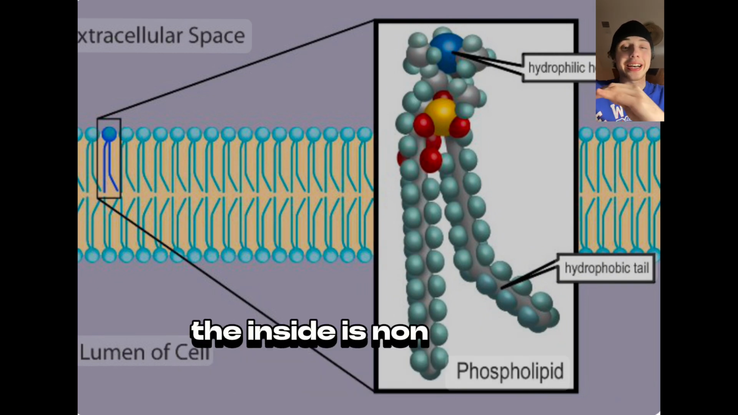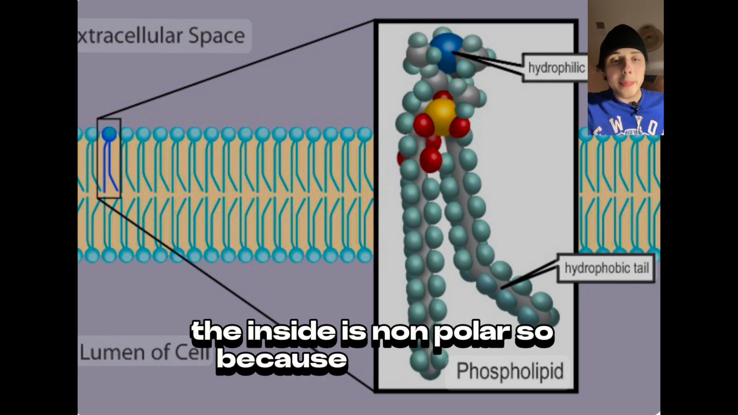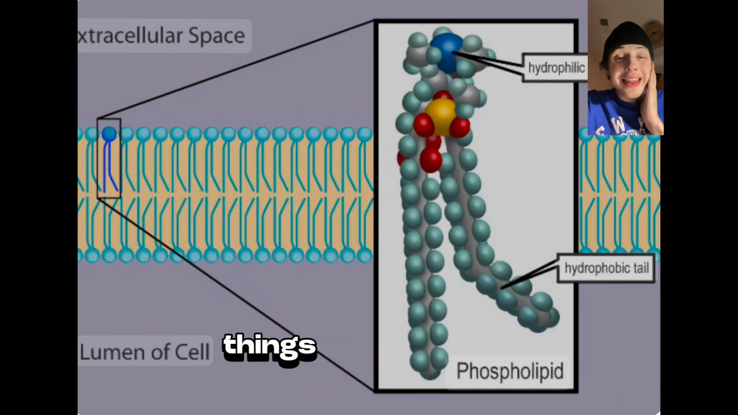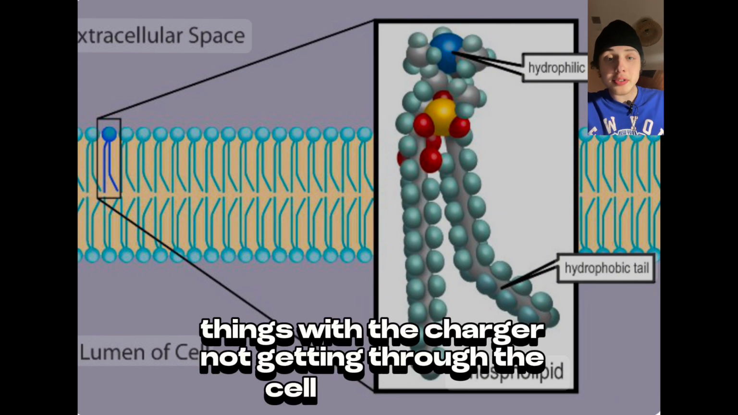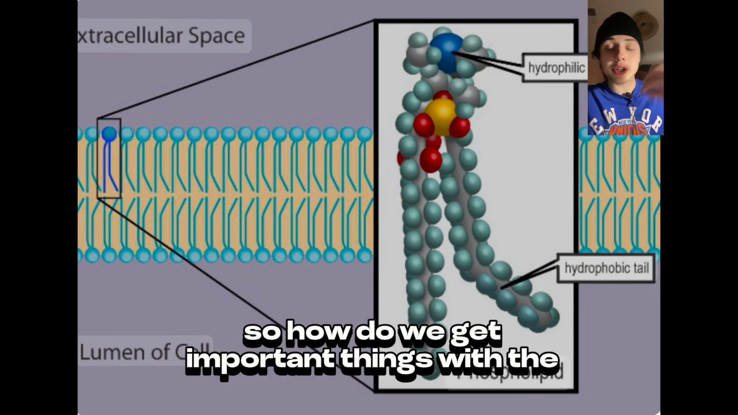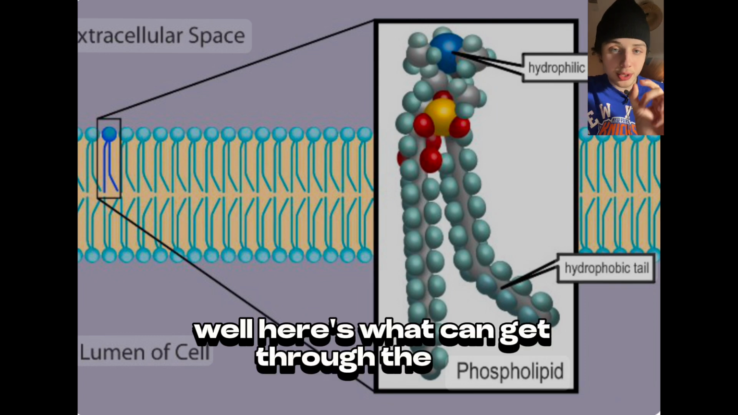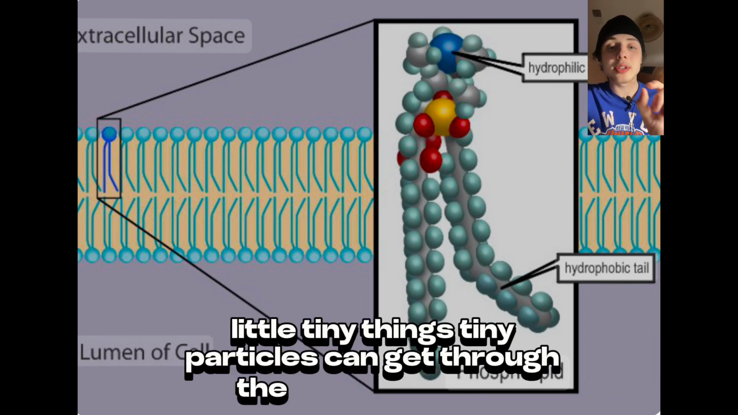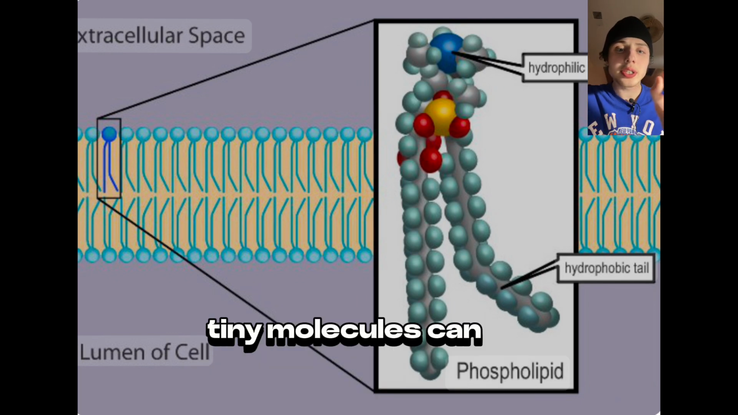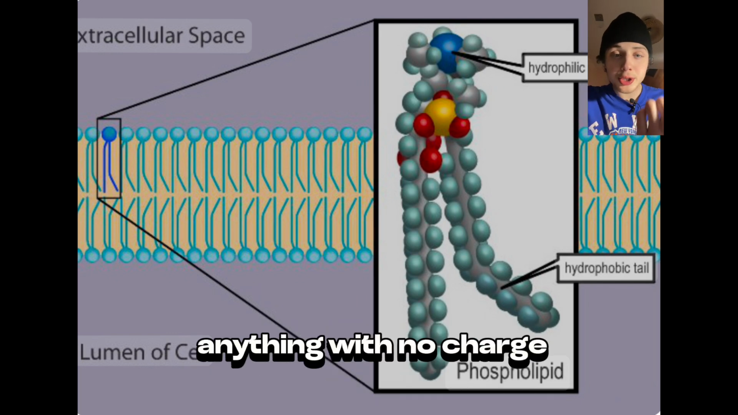The inside is nonpolar. So because the inside is nonpolar, things that are polar cannot get through. Things with a charge are not getting through the cell membrane. So how do we get important things with a charge? Well, here's what can get through the cell membrane. Tiny particles, tiny molecules can get through the cell membrane. Anything with no charge can get through.